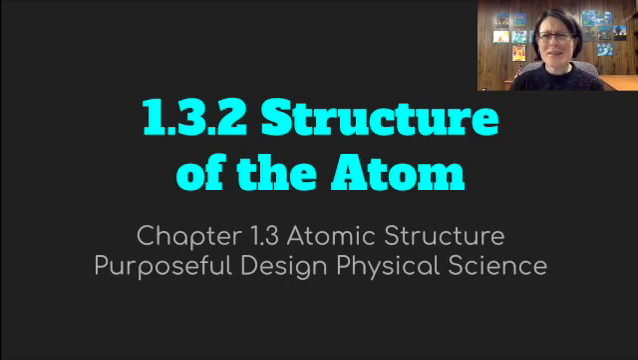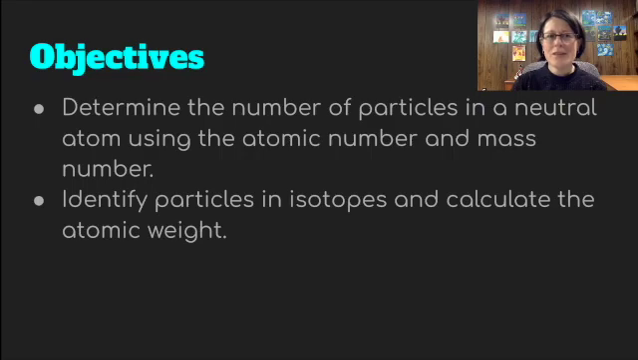And today we're going to take a look at the structure of the atom according to the most current atomic model. We took a look at the history of atomic models in the last video, and this time we're going to take a closer look at the most current models. So our objectives today are to determine the number of particles in a neutral atom using the atomic number and mass number, and to identify particles in isotopes and calculate the atomic weight.